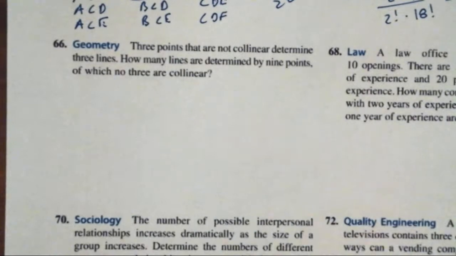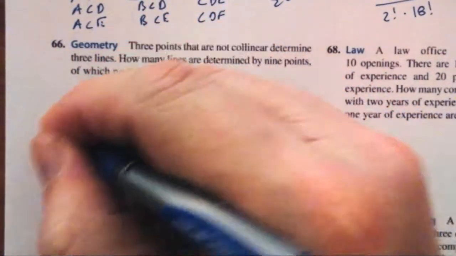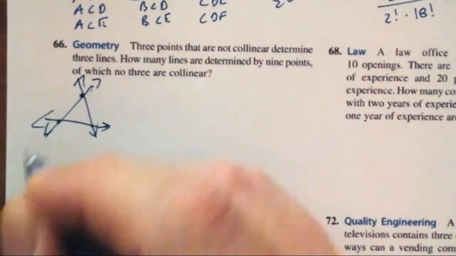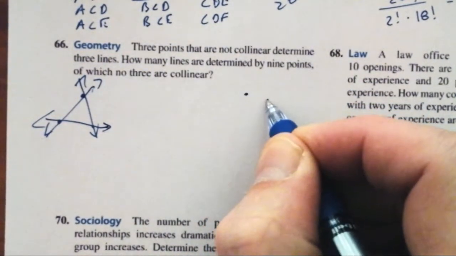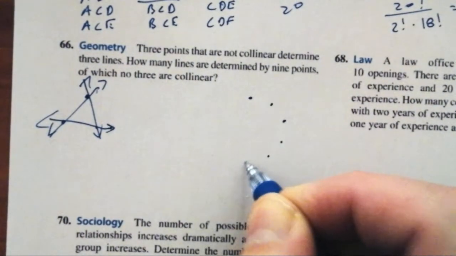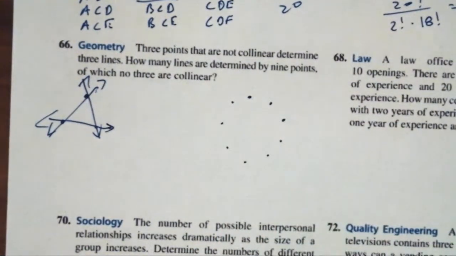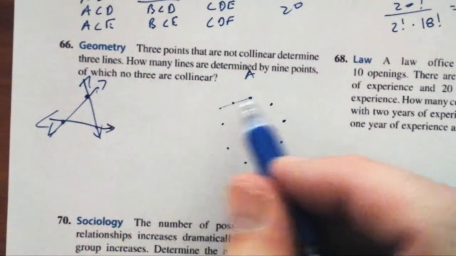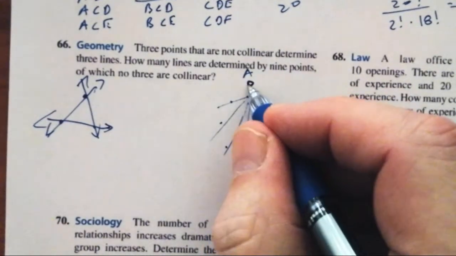3 points are not collinear. Or 3 points that are not collinear determine 3 lines. For instance, if this is ABC, I've got line AC, line AB, and line BC. Okay, there's 3. I don't get any more from those 3 points. But how many if I had 9 points? 1, 2, 3, 4, 5, 6, 7. Trying to make these non-collinear. If I draw from this point right here, if I call this first point A, I could get 1, 2, 3, 4, 5, 6, 7, 8 lines drawn in.